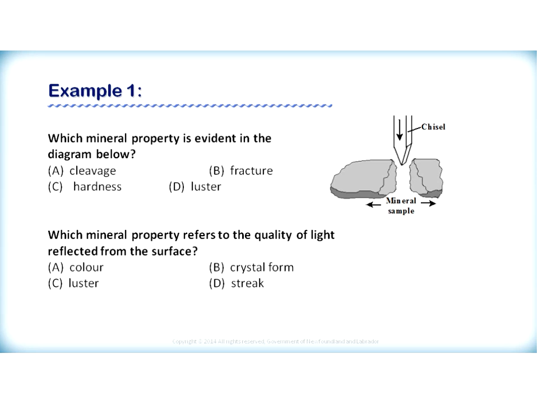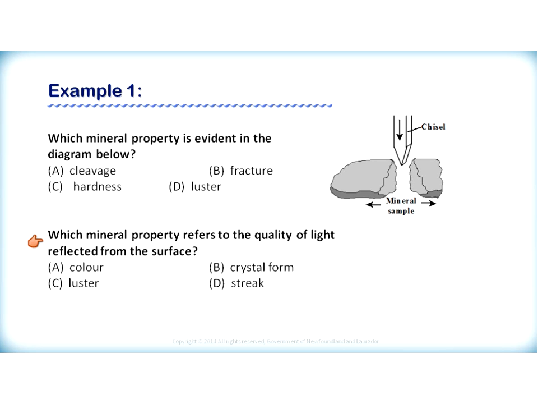Let's look at some examples from past public exams. Example 1. First question reads, which mineral property is evident in the diagram below? If we look at the diagram to the right, we see a chisel breaking a mineral sample. But along the break, we don't see any smooth, flat, parallel surfaces. Therefore, it does not break with cleavage, and instead it breaks with fracture. So the answer to the first question will be B, fracture.